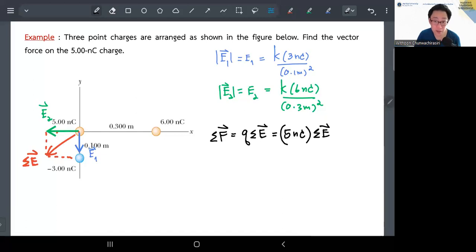And you're done. What does it mean by you're done? If you take these two and do the same thing, the sigma E vector is going to be the green one pointing to your left.